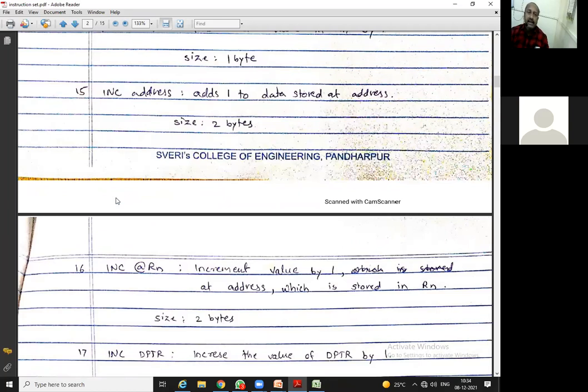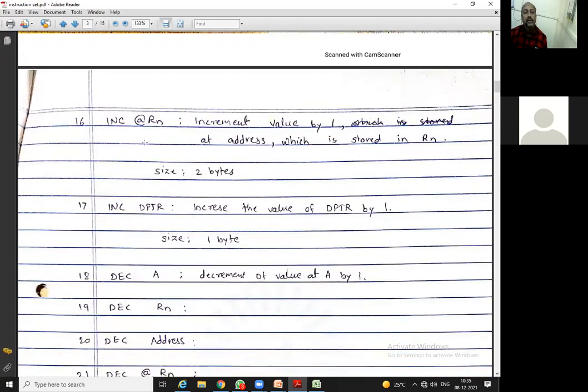INC address. So what is it doing? Add 1 to the data stored at address. Whatever address is given here, the data is incremented by 1. Not the address itself, but the data is incremented and again stored at the same address. Get it, understand?